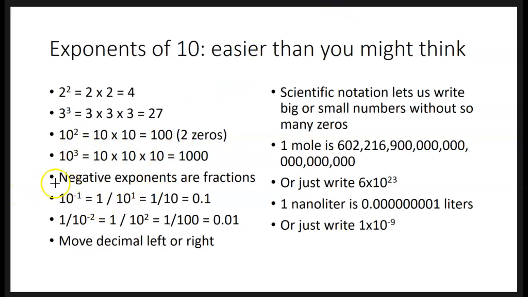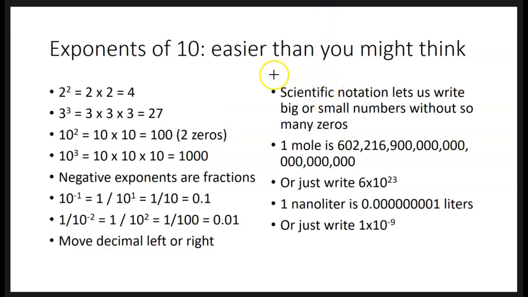So negative exponents, first thing you need to remember, negative exponents are fractions, right? So 10 to the negative 1 is the same as 1 over 10 to the first, which is the same as 1 over 10, which is 0.1. Right? Just move that decimal place to the left. 1 over 10 to the negative 2 is 1 over 10 to the 2, which we just determined is 100. And so that's 0.01. So move the decimal to the left or right, depending if you have a negative exponent, move to the left. If you have a positive exponent, move to the right.